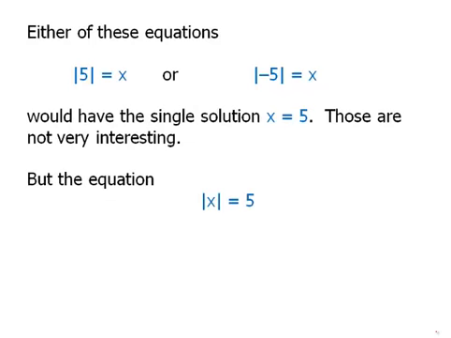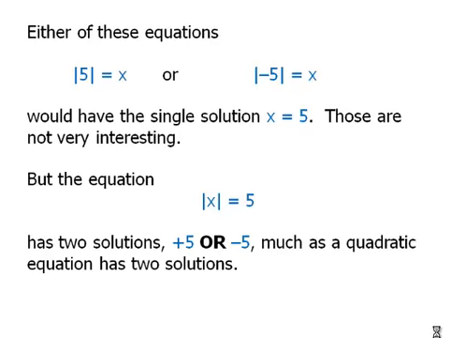It gets more interesting when we put variables inside the absolute value. So the absolute value of x equals 5. Think about that. That has two solutions, positive 5 or negative 5. X could be either one of those values. And this is similar to the way that a quadratic equation has two solutions. So this is another category of algebra equations that can have two solutions.